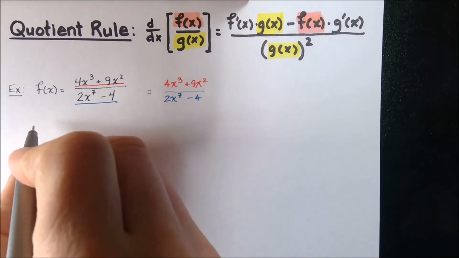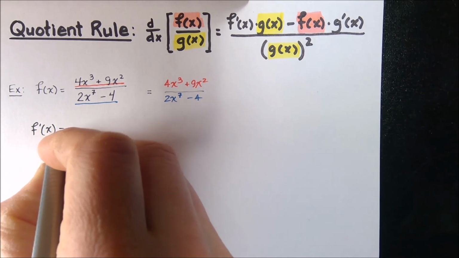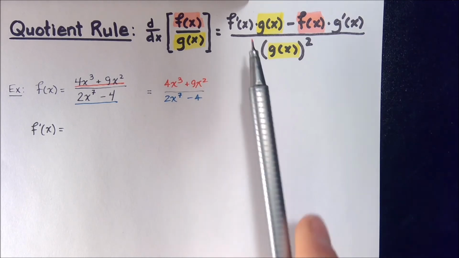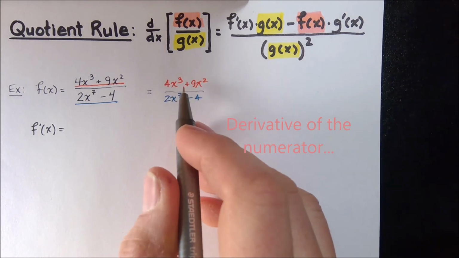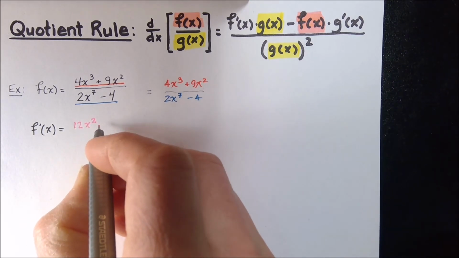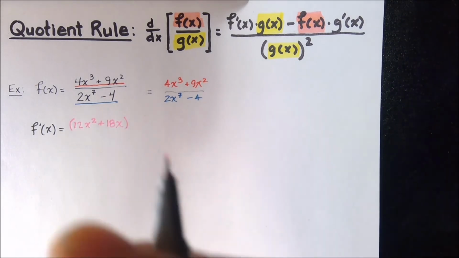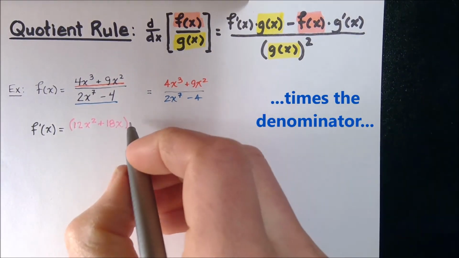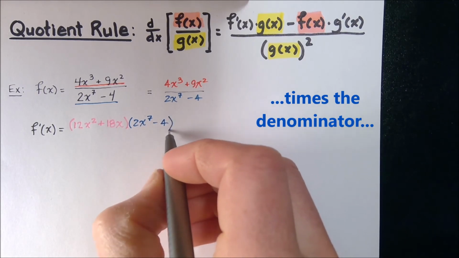So if I'm finding f prime of x, the very first thing is the derivative of the numerator, right? So the derivative of 4x cubed plus 9x squared is 12x squared plus 18x. I'm going to put that in parentheses because we all know we're then multiplying by the denominator. So I need to multiply by 2x to the 7th minus 4.